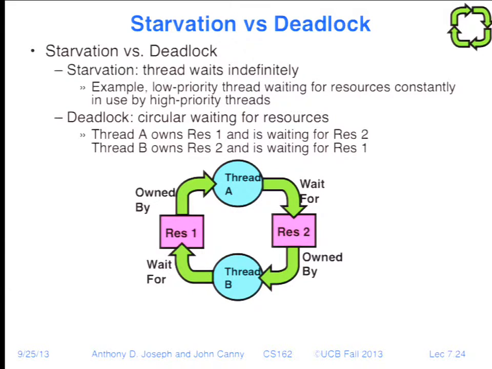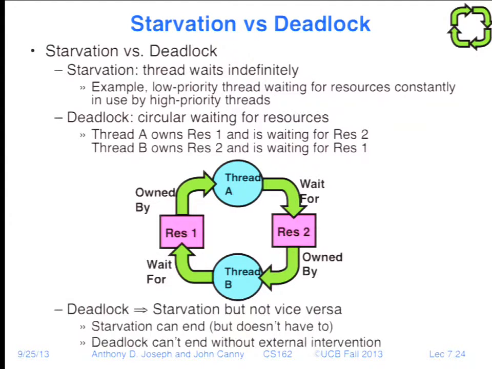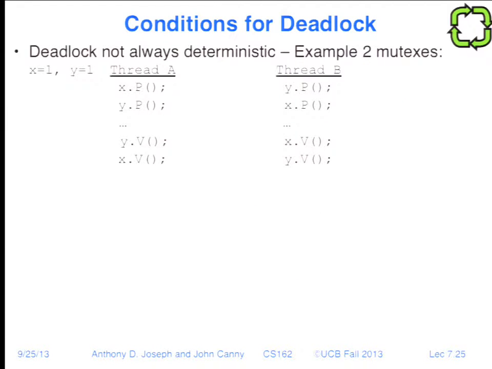And the resource is owned by one thread, which is waiting for a second resource, which is owned by another thread, which is waiting for the first resource. So a surprisingly common problem, as you saw in that list of top concurrency bugs, it's one of the top three. So deadlock implies starvation. It implies that certain threads are unable to run, but not vice versa. And starvation can end in a variety of ways, sometimes changing a scheduling policy, but deadlock cannot change unless there's some more drastic external intervention, such as killing one of the threads. Okay.